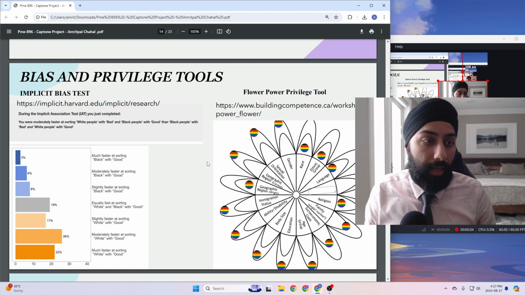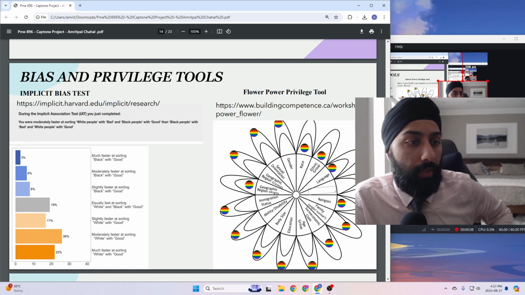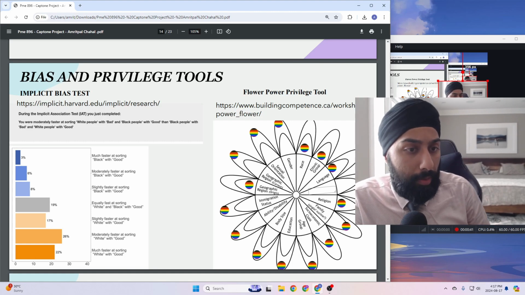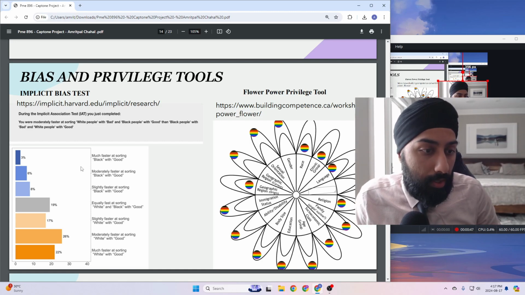I took this implicit bias test. I have this link right here, and my results showed that I was moderately faster at sorting white people with bad and black people with good than black people with bad and white people with good. And I realized I'm in the minority of these results right here, right?